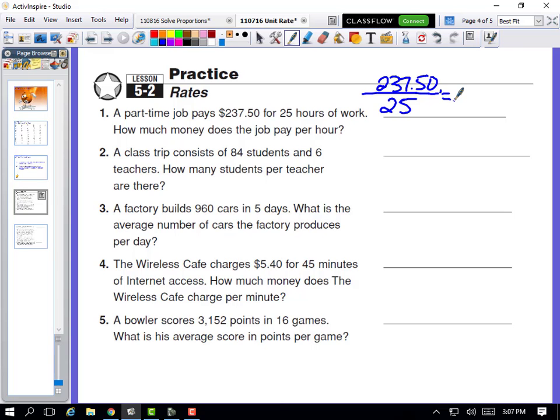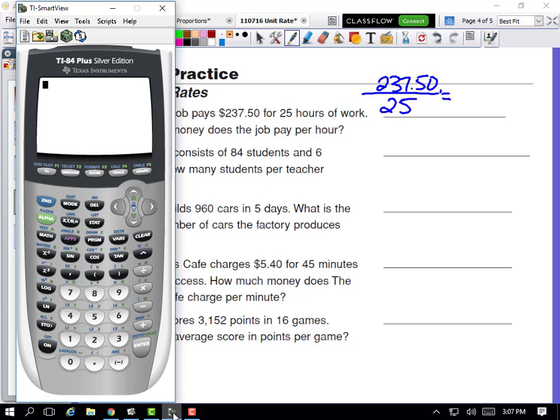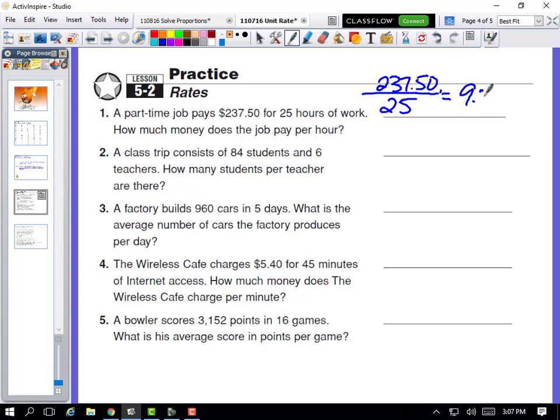So at this point, we get out our calculator. We do our division, $237.50 divided by 25. We find out we get 9.5. So that means that we get 9.5, but we're dealing with money, so we need to put a dollar sign and we need to put a zero, because we need to remember money is to the hundredths place. And then we also need to tell me this is $9.50 per hour. Each answer should have 2 labels on it.